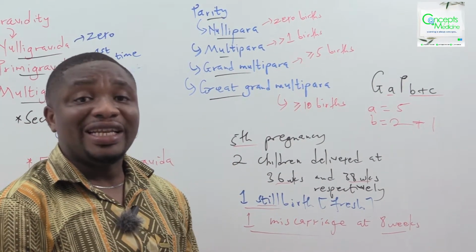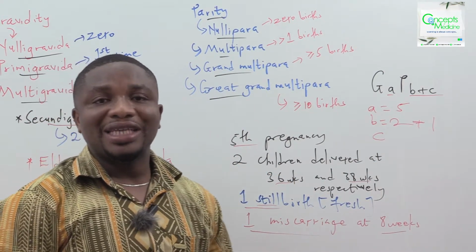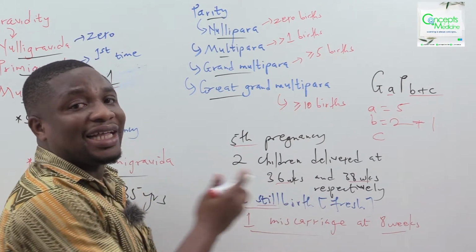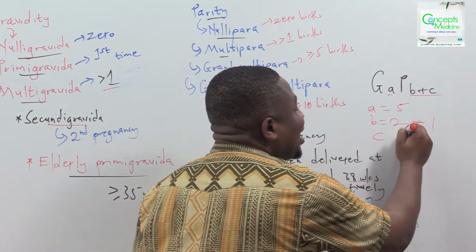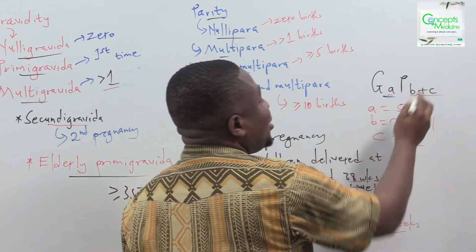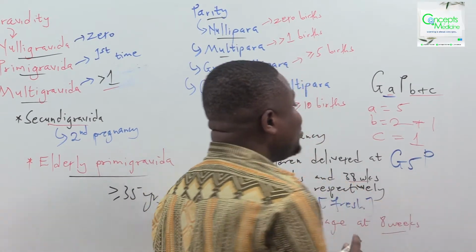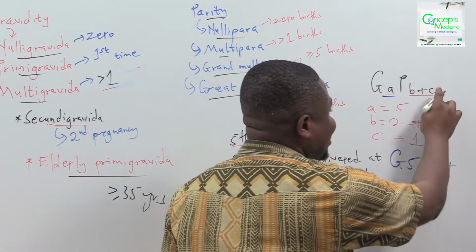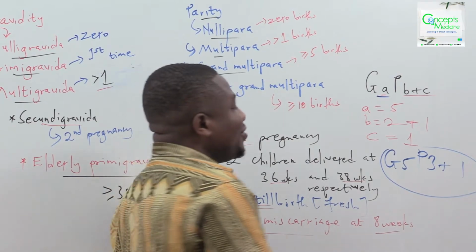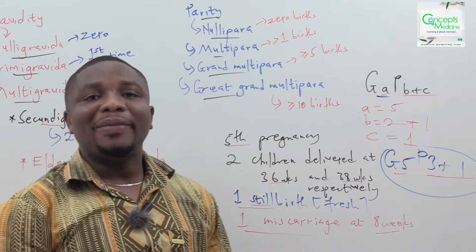Then we go to finding the value of C. With C, we are looking at number of termination of pregnancies or miscarriages. So in that case, what are we going to have? There is a history of 1 miscarriage at 8 weeks. So automatically we are having C to be equal to 1. So if you insert that into the formula above, then we are going to have G, the A is equal to 5, the P, the B is equal to 3, then plus the C, which is equal to 1. So to have your parity formula, it should be equal to G5 P3 plus 1. That is gravida 5 para 3 plus 1.